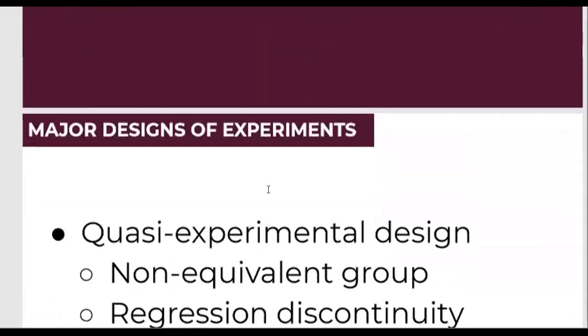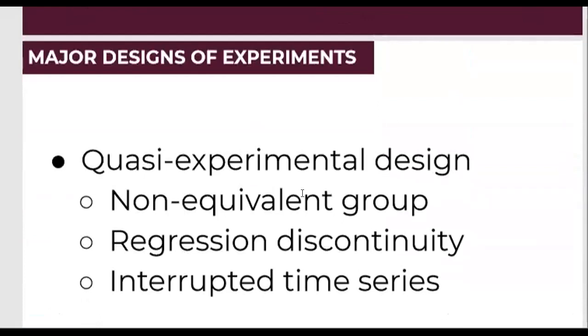Now let's go with the different examples of quasi-experimental design. We have non-equivalent group, regression discontinuity, and interrupted time series. Let's first discuss the non-equivalent group. When we say non-equivalent group, it is a between subjects design. In a quasi-experiment, researchers call non-equivalent groups those with non-random assignment for control and treatment groups.